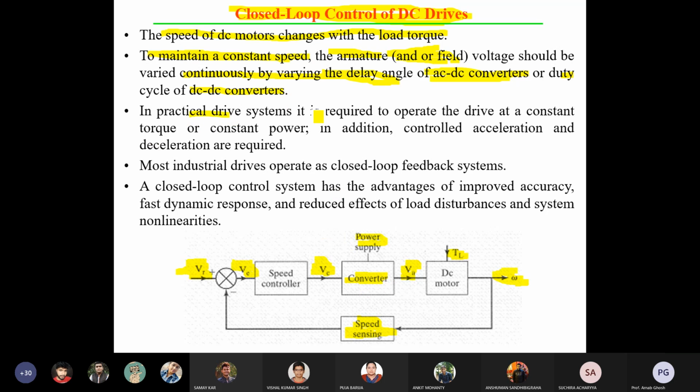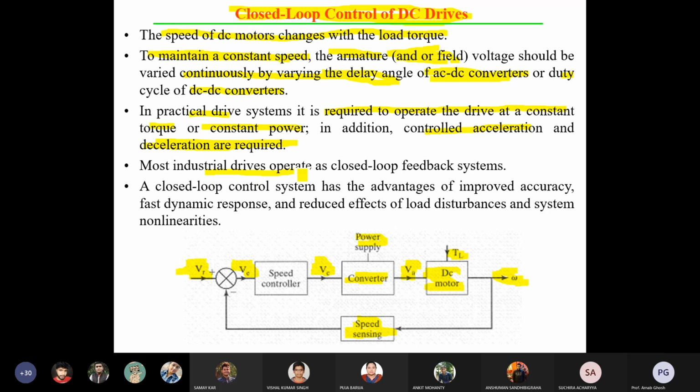In a practical drive system, it is required to operate the drive at a constant torque or constant power operation. Below base speed, up to base speed, it is constant torque, and above base speed it is constant power. In addition, the controlled accelerations and decelerations are required. That is the mechanical portion of your DC motor, so you can control them based on your conditions. The rest will be taken care of by your PWM, and based on the variation of the PWM, the motor speed and other things will change.